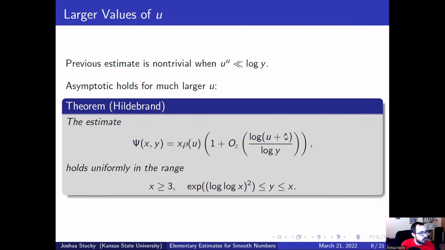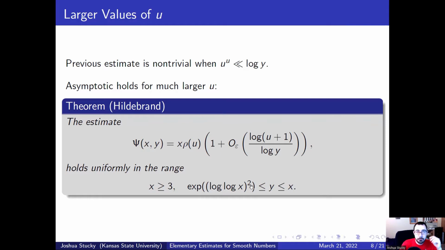And this estimate is actually an asymptotic for a much wider range. So before, y could essentially only be a fixed power of x, which is x to the epsilon, maybe for some fixed epsilon. But now y is allowed to be something as small as essentially x e to the power of log x squared. This squared here is coming from the error term in the prime number theorem.